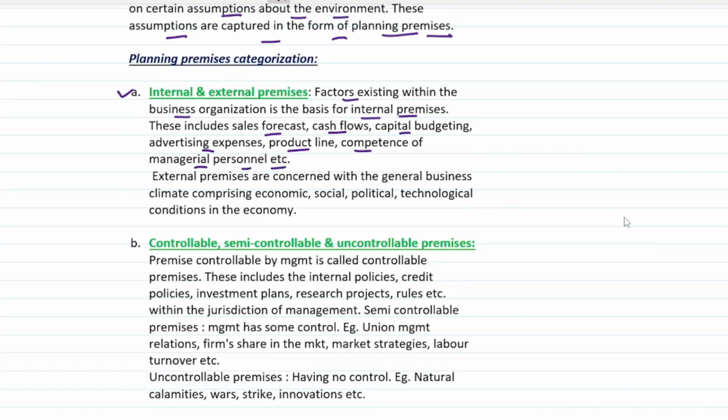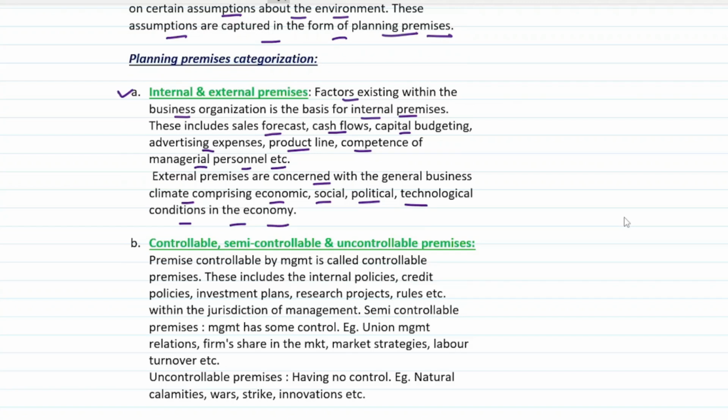Now what exactly do you mean by external premises? External premises are concerned with the general business climate, which comprises economic, social, political and technological conditions in the economy, right? So internal premises and external premises is one kind of categorization of the planning premise. Internal means the factors which exist within the business and organization. Internal premises include sales forecast, cash flows, capital budgeting, advertising expenses, product line, competence of managerial personnel, etc.